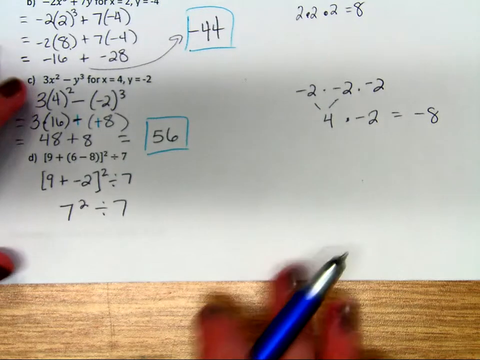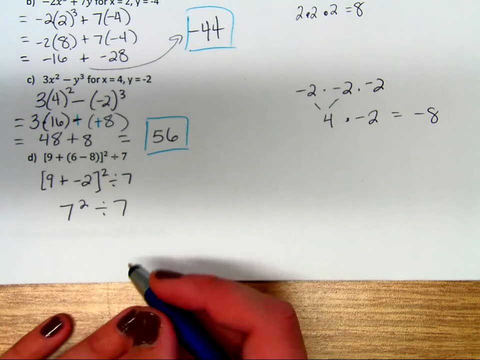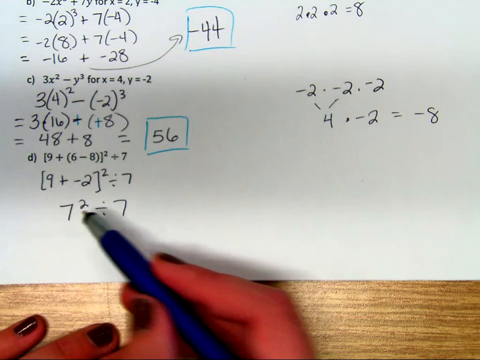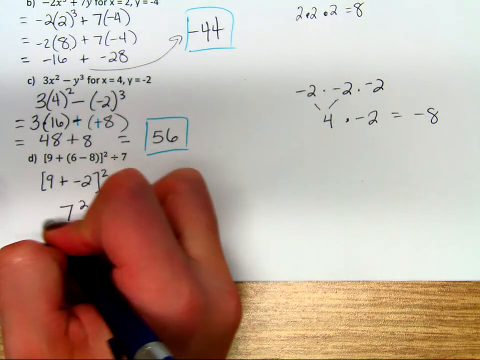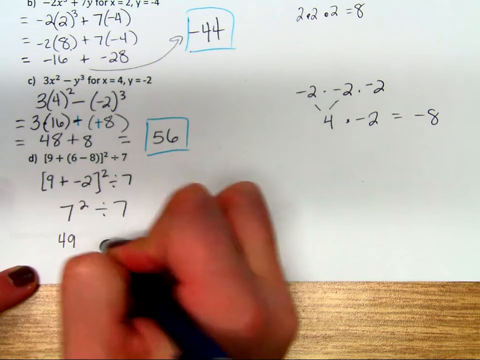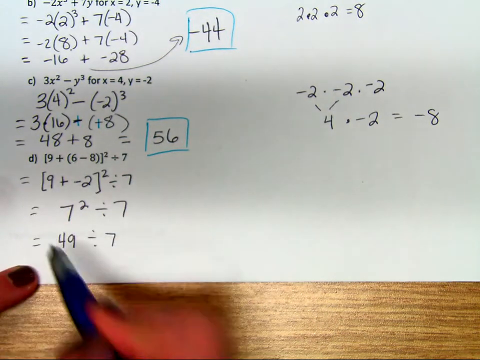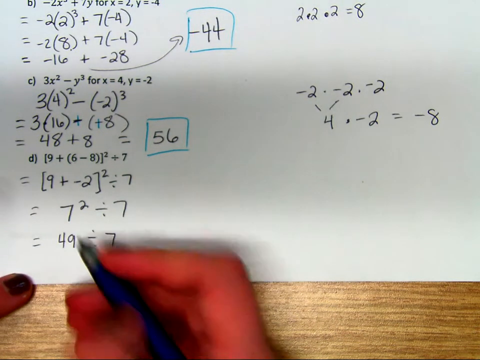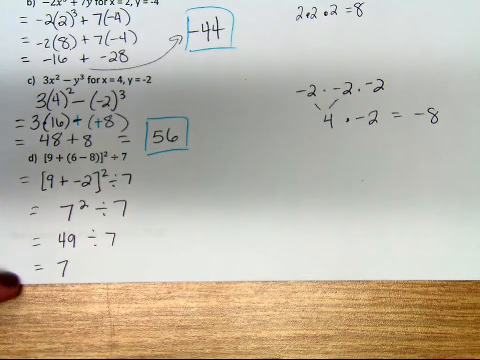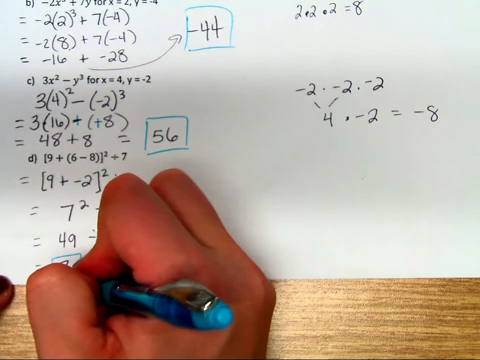So I'm going to do 7 squared. 7 squared means 7 times 7. And 7 times 7 is 49. And then I still have to divide by 7. Oops, I forgot my equal signs here. So 49 divided by 7 gives me 7. And I'm done.